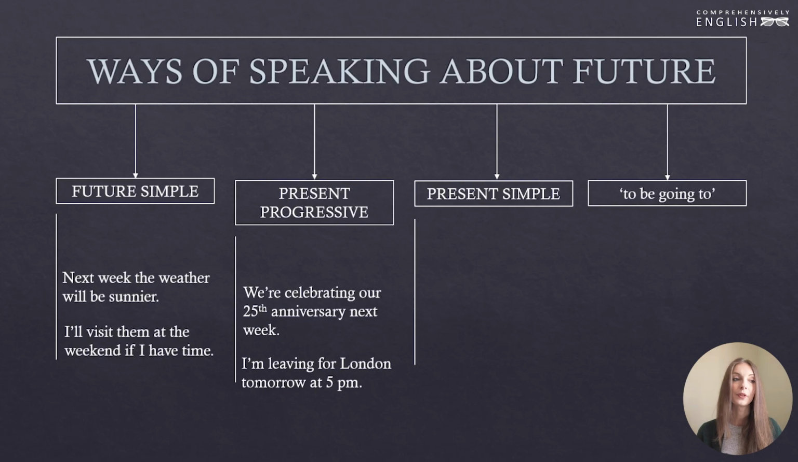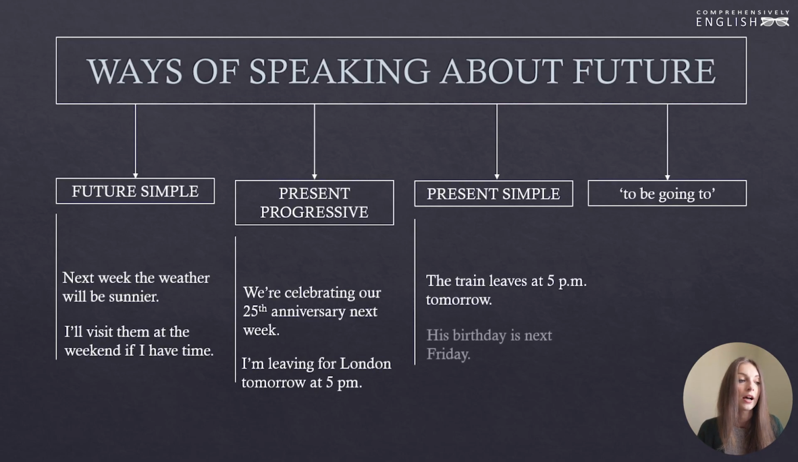The present simple tense, as you already know, helps us express things that are fixed, like schedules of transport or dates of people's birthdays, anniversaries, things like that, things that are difficult or impossible to change. The train leaves at 5 p.m. tomorrow, and his birthday is next Friday. We don't say his birthday will be, that's ridiculous. His birthday is next Friday.